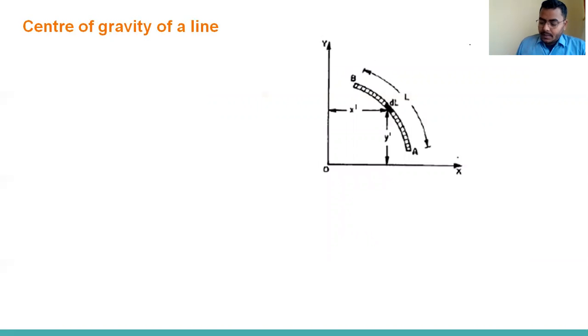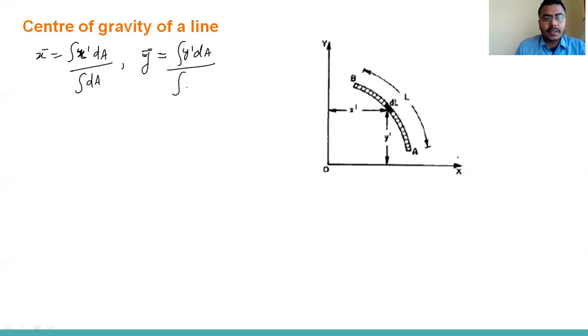Now, in the previous lecture, you have seen how we calculate x bar and y bar in the case of plane figures. This was the formula: x bar equals integration of x dash dA divided by integration of dA, and y bar equals integration of y dash dA divided by integration of dA. So this is the formula we use for plane figures.